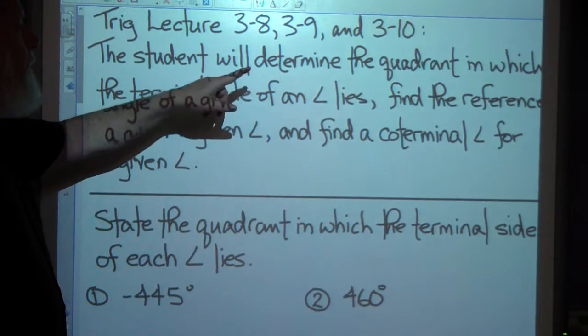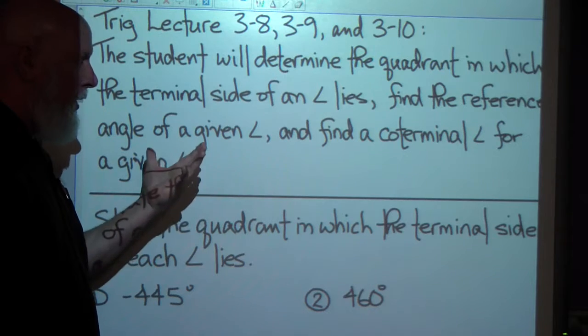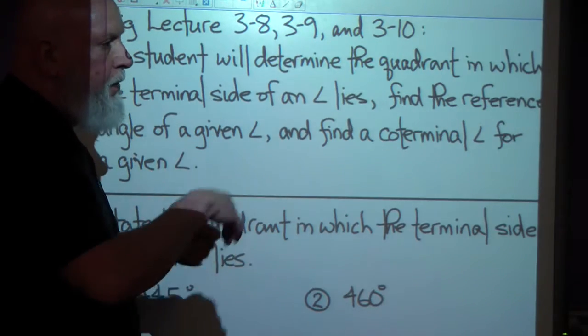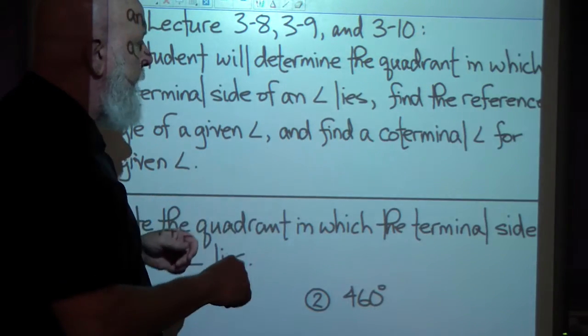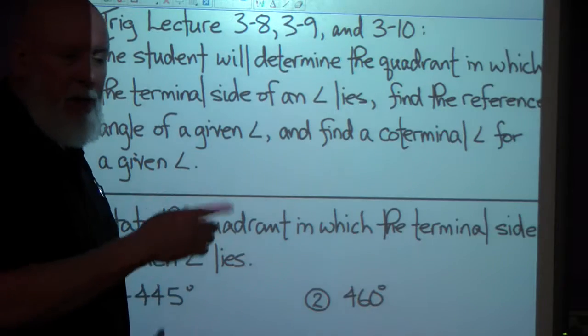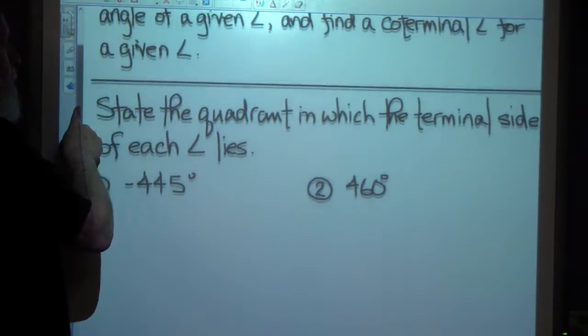The student will determine the quadrant in which the terminal side of an angle lies. So we'll be looking for quadrants. We'll find the reference angle of a given angle. That's the angle formed by the terminal side and the nearest x-axis. And find the coterminal angle for any given angle. And there will be limits to that coterminal angle. So here we go. Let's take a look at what we're doing here.